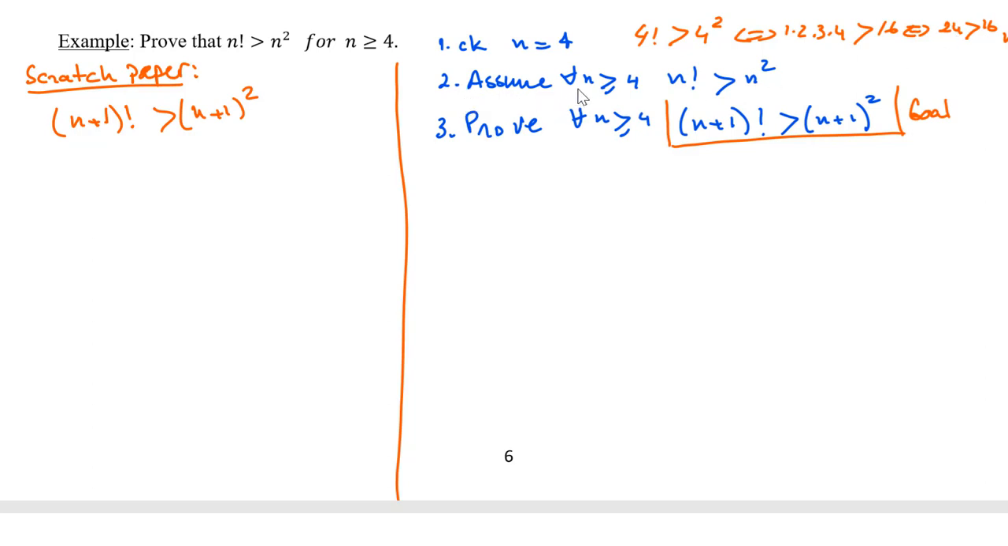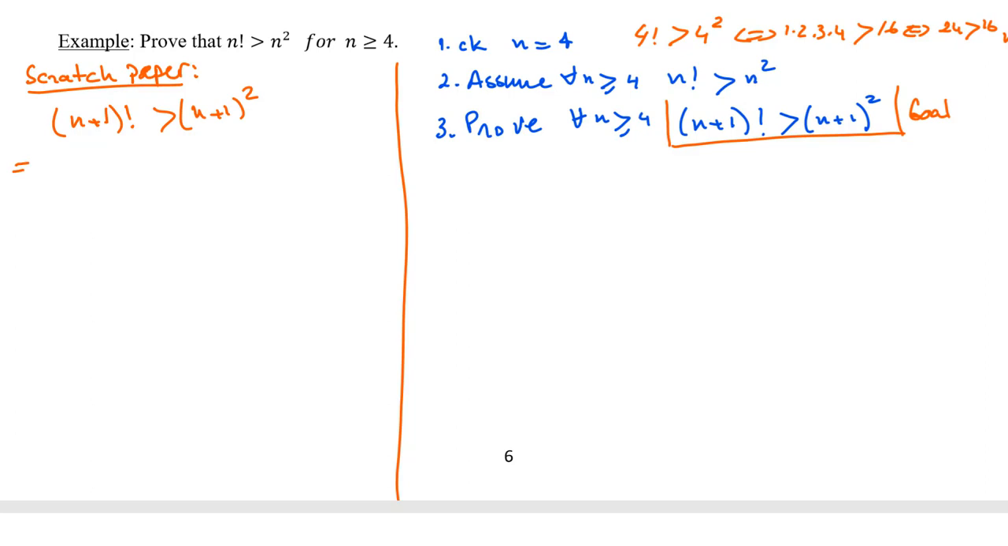Second, we're going to assume that for all n greater than or equal to 4, n factorial is greater than n squared. So third, we need to prove that for all n greater than or equal to 4, n plus 1 factorial is greater than n plus 1 quantity squared. So on scratch paper, we start with the goal. This is where we need to reach.